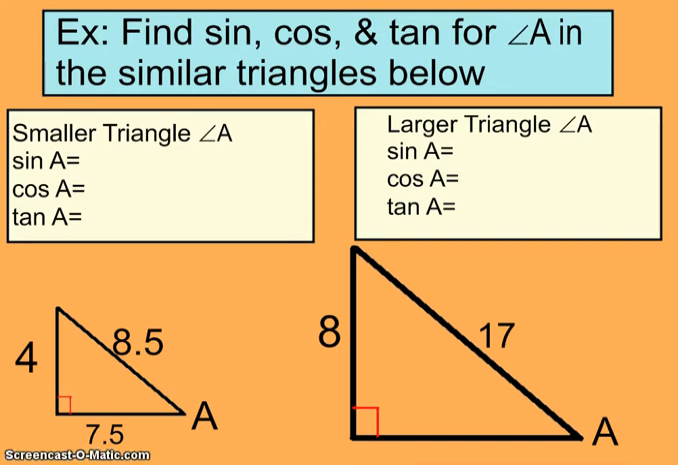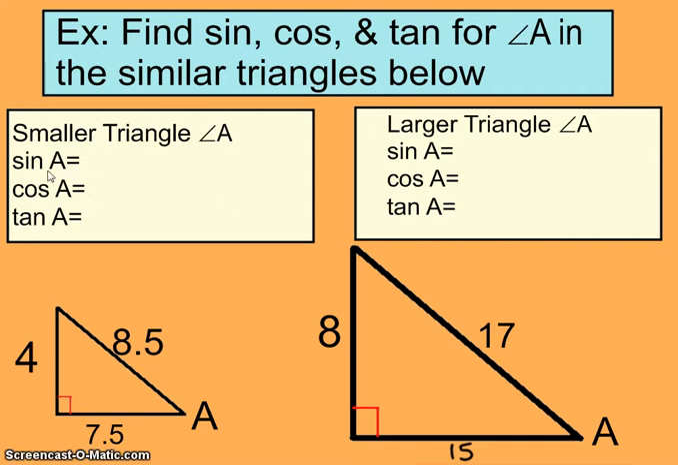Alright, so right here we have two similar triangles. We're told that in the problem. So my job is to find this missing side length. I notice that the scale factor is 2 because 4 times 2 is 8. So 7.5 times 2 must be 15. Now we have all that we need to find the sine, cosine, and tangent of these two triangles.